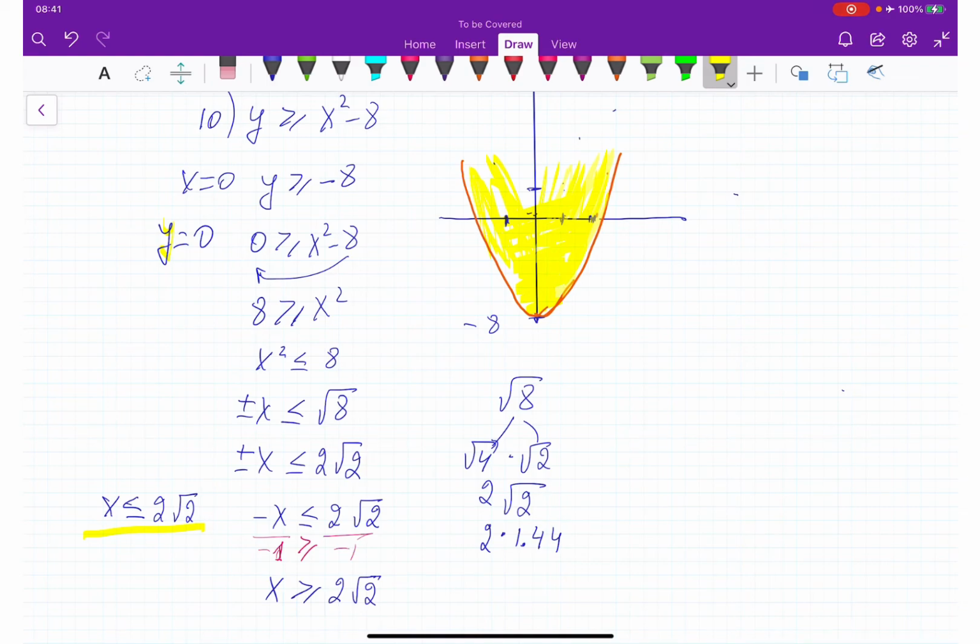Okay, and x is greater than negative 2 square root of 2. Okay. And we got it. So we shade it inside. All right. Moving to the next question, number 11.